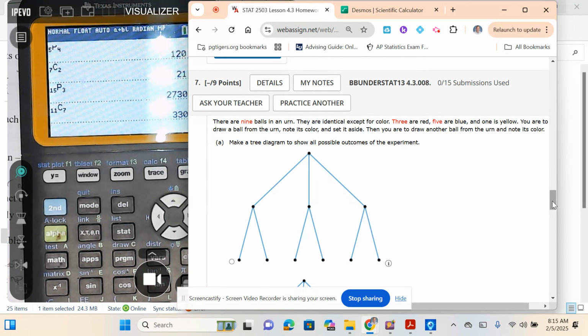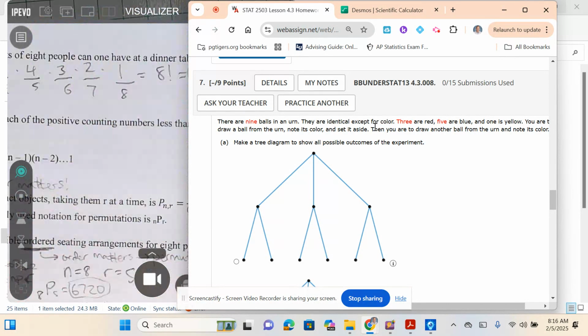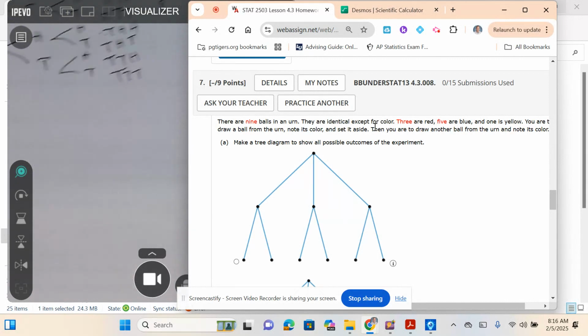There's 9 balls in an urn. Okay, they're identical except for color. 3 are red, 5 are blue, and 1 is yellow. You want to draw a ball from the urn, note its color, and set it aside. You take another ball, note its color, and make a tree diagram. Sometimes it helps me to actually visualize this.